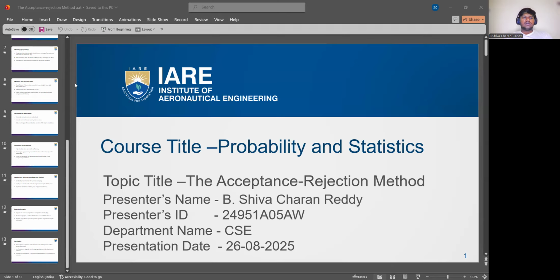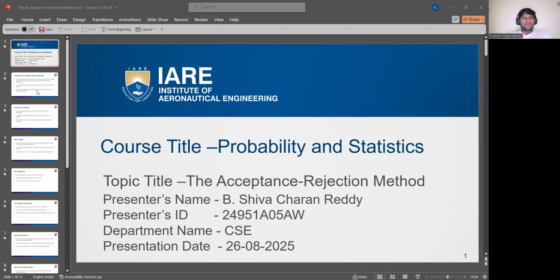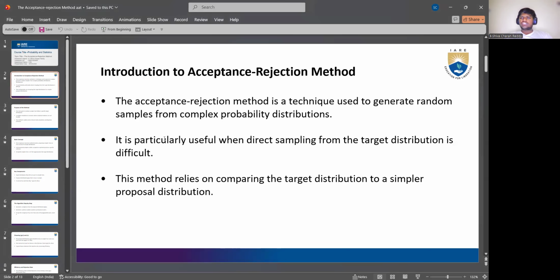Coming to the topic itself, introduction to the acceptance rejection method. The acceptance rejection method is a technique used to generate random samples from complex probability distributions. This is particularly useful when direct sampling from the target distribution is difficult. This method relies on comparing the target distribution with a simple proposal distribution.